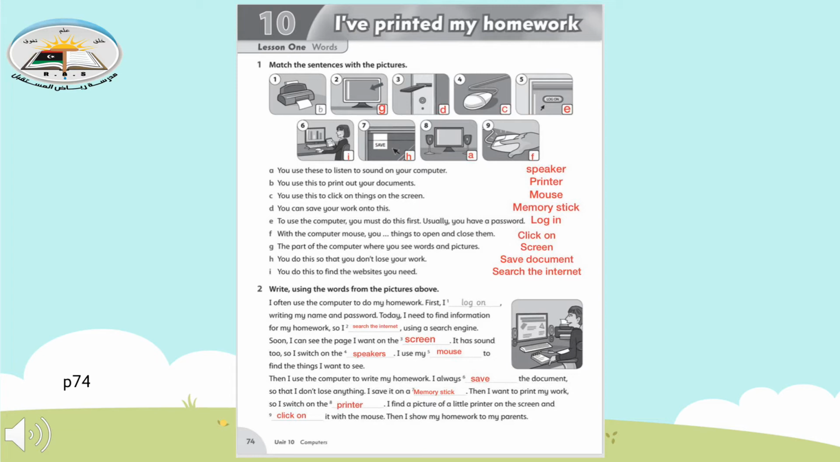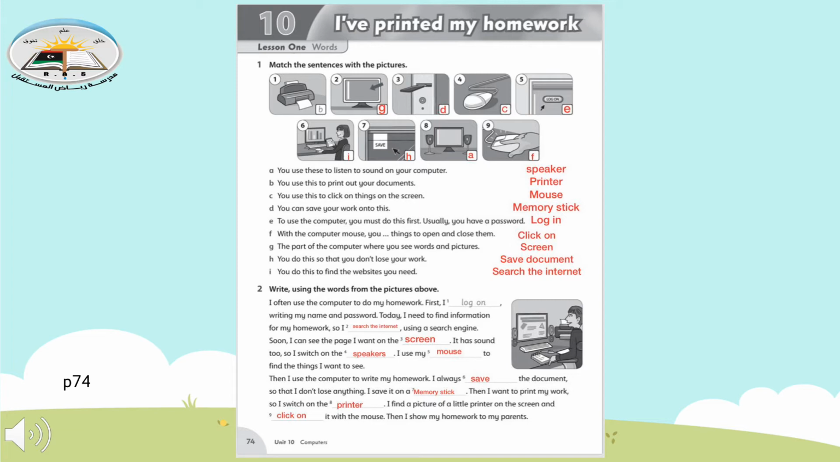And then we have E. To use the computer, you must do this first. Usually, you have a password. So what do we do? We log into the computer so we can use it. So E matches picture number 5. Write E next to picture number 5.